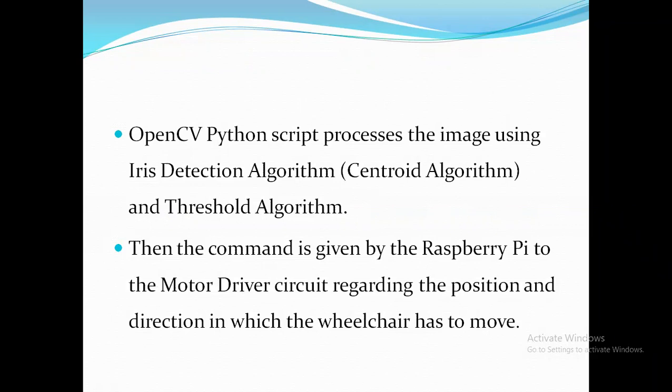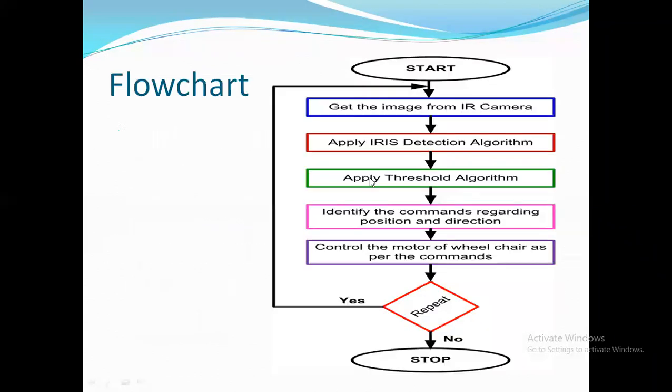Regarding the position, the direction in which the wheelchair has to move. This is about the flowchart. We'll be starting with this: get an image from the IR camera, apply the iris detection algorithm or centroid algorithm, apply the threshold algorithm, and identify the commands.